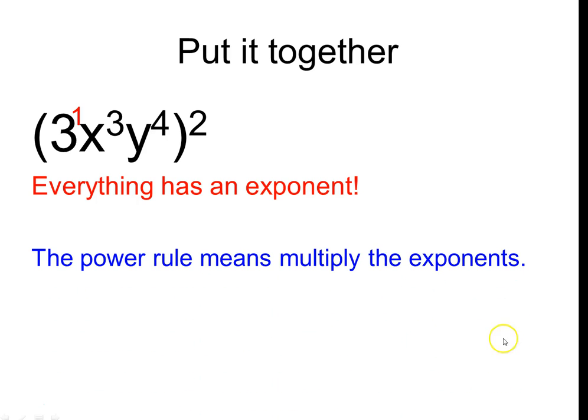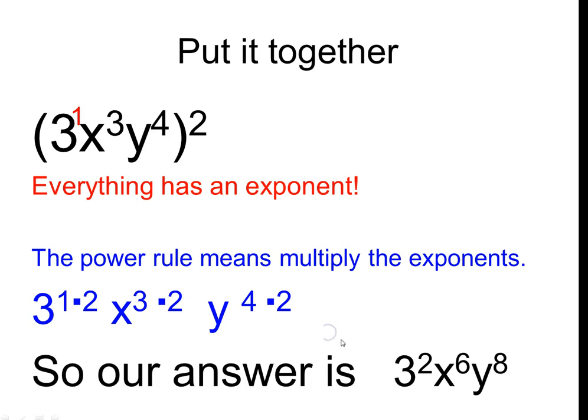The power rule means this is the power right here. I need to multiply. So I need to multiply 2 times 1, 2 times 3, and 2 times 4. So I have 3, 1 times 2. I have x, 3 times 2, and I have y, 4 times 2. So what I really have is 3 squared, x to the 6th, y to the 8th.